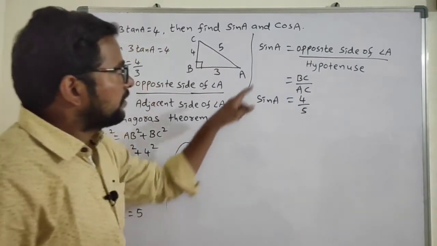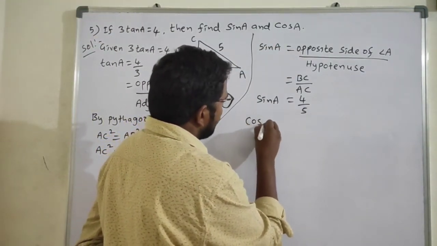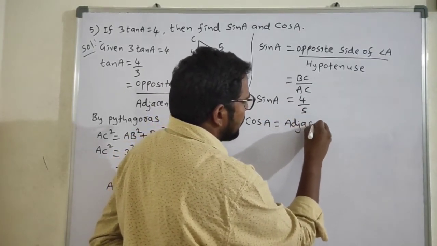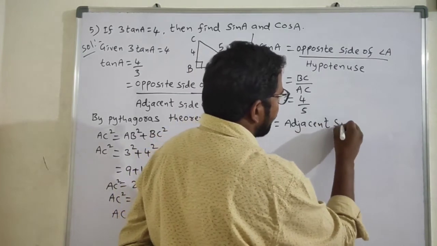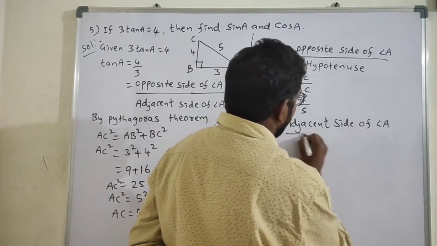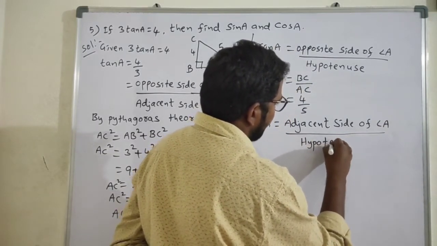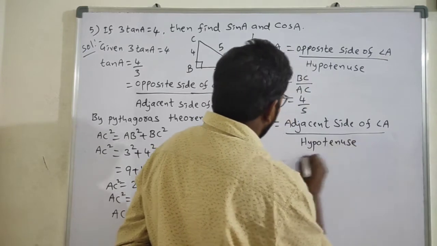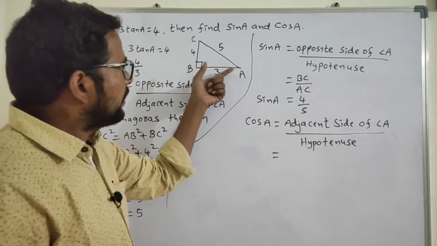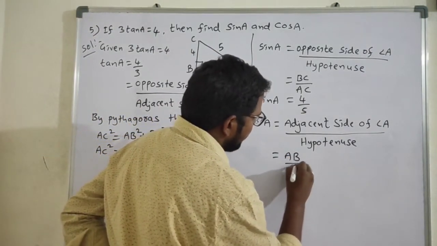Next find cos A. Same, what is the cos A ratio? Cos theta is equal to the adjacent side of angle A by hypotenuse. So what is the adjacent side of angle A? A's adjacent side is AB. AB by hypotenuse, which is AC. So AB by AC.